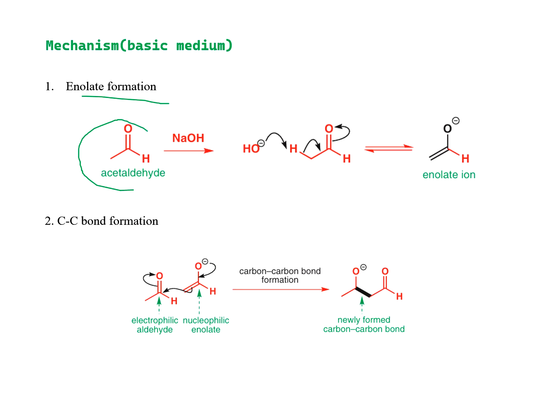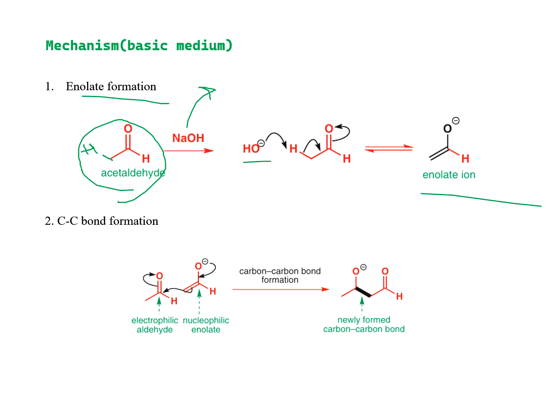So this is an aldehyde, this is acetaldehyde. We take a weak base. At the end, we are going to see why we use a weak base. Okay, so the base first takes the acidic hydrogen and forms an enolate.